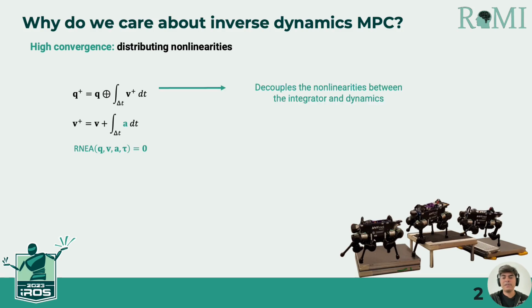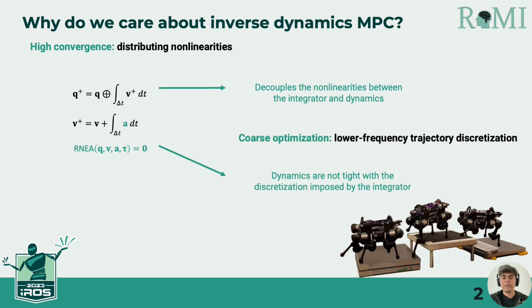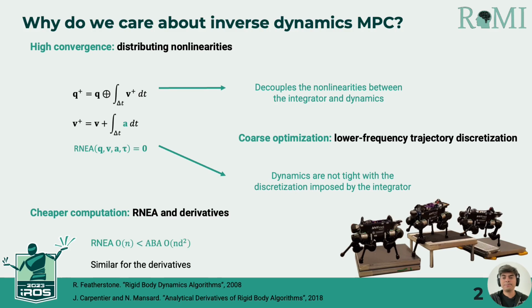Moreover, decoupling the system dynamic from the integrator reduces the numerical challenges in coarse optimization. Now the system dynamics and step integration are not tied. Last but not least, the computation of inverse dynamics and its derivatives are cheaper than for the forward dynamic case. You can find more details in the following reference.